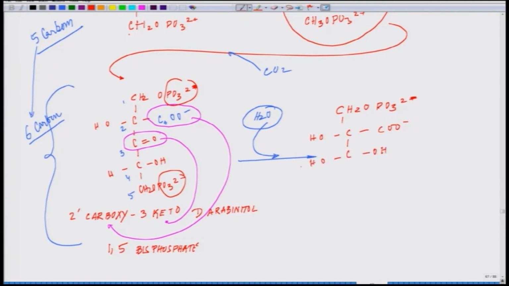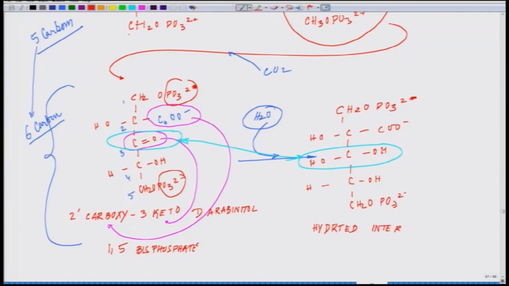Now, you could see the change, the ketone group is no more there. For those who are unable to follow, look at here and compare it with here, you will see the difference. So, this is the change which is taking place after the hydrolysis reaction. Then you have the OH, you have the H, and then you have again the CH2OPO3 2 minus. So, this is your hydrated intermediate.